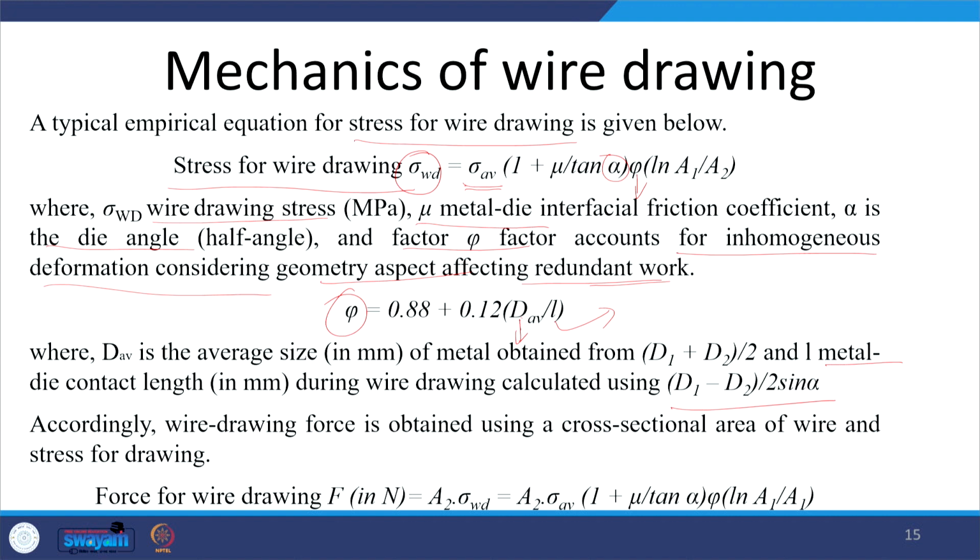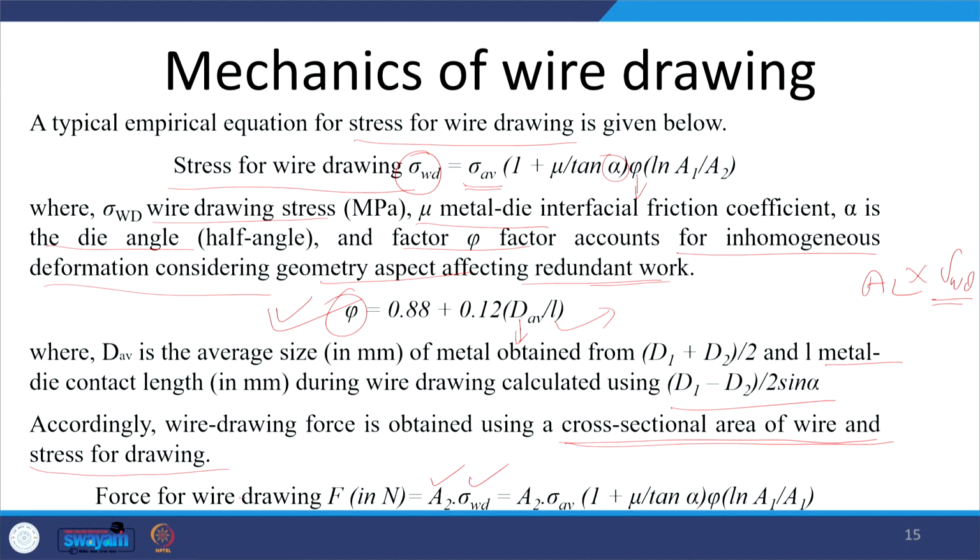Okay. So, once we have the phi value, then the drawing force can be obtained using the cross sectional area of the wire drawing die and the stress required for wire drawing. So, the drawing force is obtained using the cross sectional area of the wire that is being obtained from the die, that is A2 basically, and the sigma WD, that is the stress required for wire drawing, and that is why A2 multiplied by sigma WD.